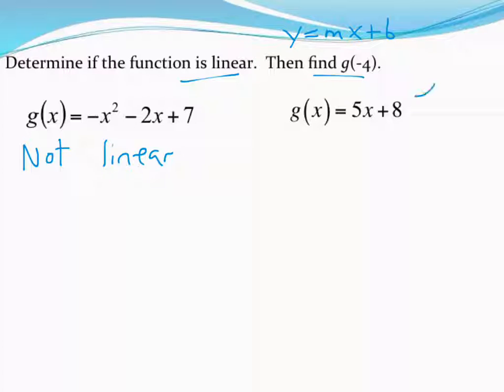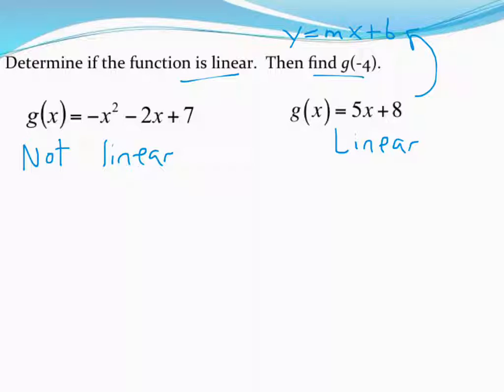The other equation, on the other hand, does fit into slope-intercept form. It's just a number times x plus b. The only exponent there is, I guess, x to the first power. So this one is linear. It would make a line when we graphed it, and I'll show you how to graph on the calculator momentarily. So that's the first part of the problem.